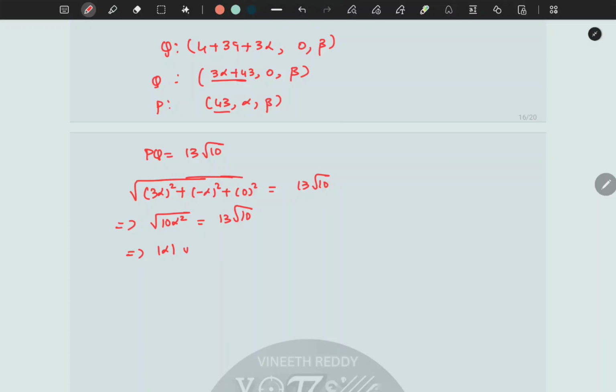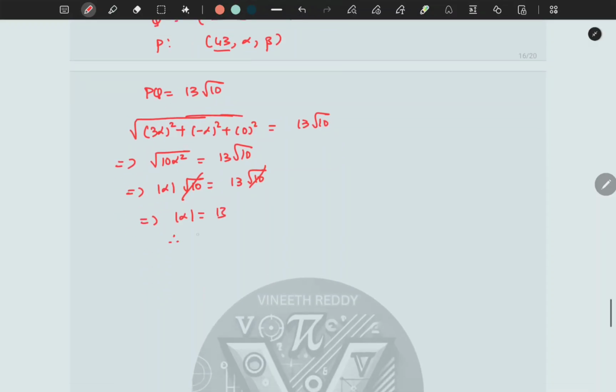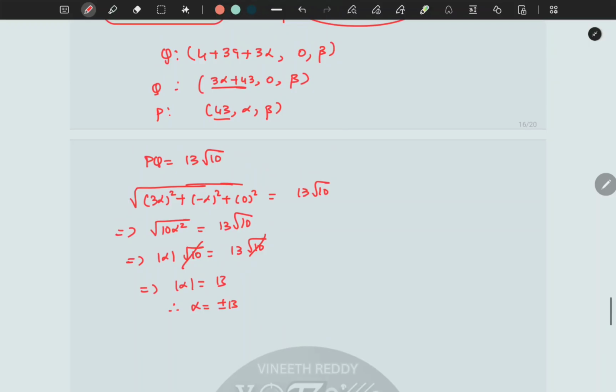And we get mod alpha into root 10 is equal to 13 root 10. Under root alpha square is mod alpha. So therefore we get mod alpha is equal to 13. That means alpha is equal to plus or minus 13. I hope you have understood this point, dear students.